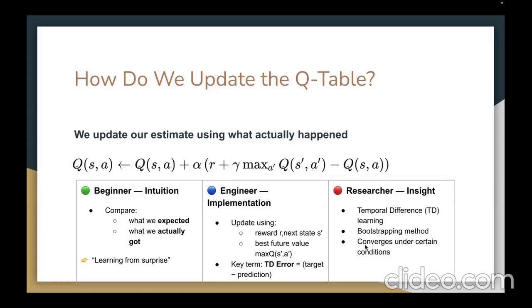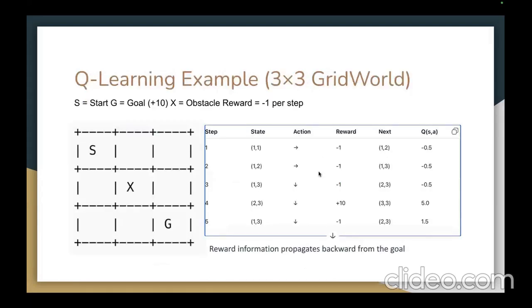And this converges under certain conditions, which you may read in the original Q-learning paper. They have some proof there. I'm not going to worry about the proof here. So let's give a brief example of how Q-learning may work.